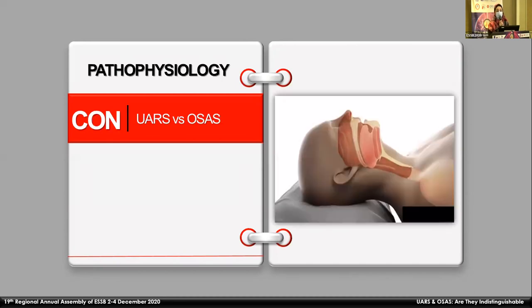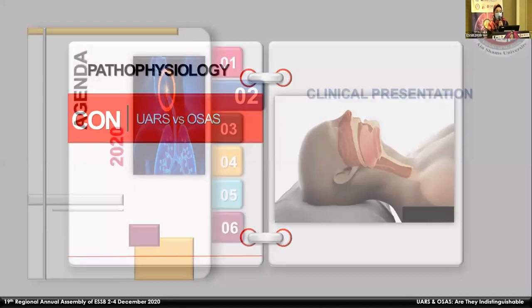The upper airway dilator muscles are under the direct control of the peripheral mechanoreceptors that produce the upper airway patency. This feedback response is intact in cases of upper airway resistance syndrome, despite the increase in the upper airway resistance. But in cases of obstructive sleep apnea, this response is lost. That's why there's collapsibility of the upper airways.